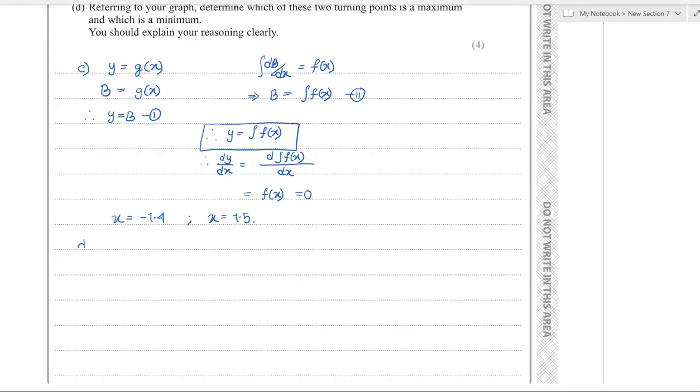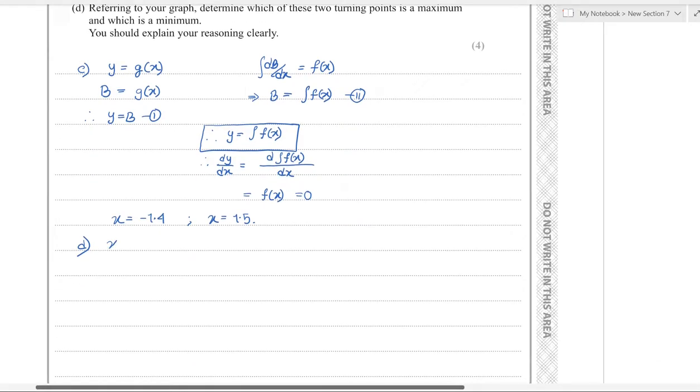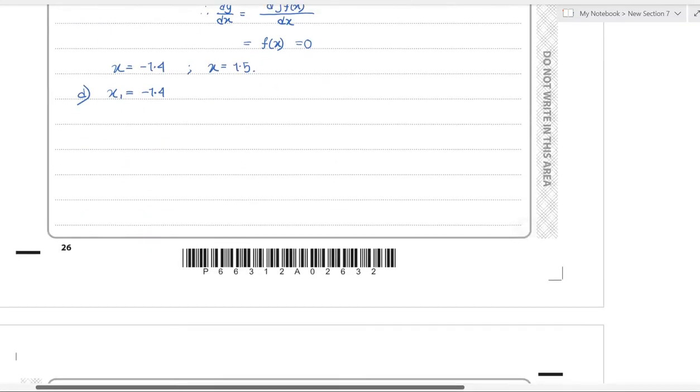And moving to part D, part C is done. I hope part C was clear enough for you to understand. Part D: referring to your graph, determine which of these two turning points is a maximum and which is minimum. Explain your reasoning clearly. So we are going to first focus on the first value, that is minus 1.4.